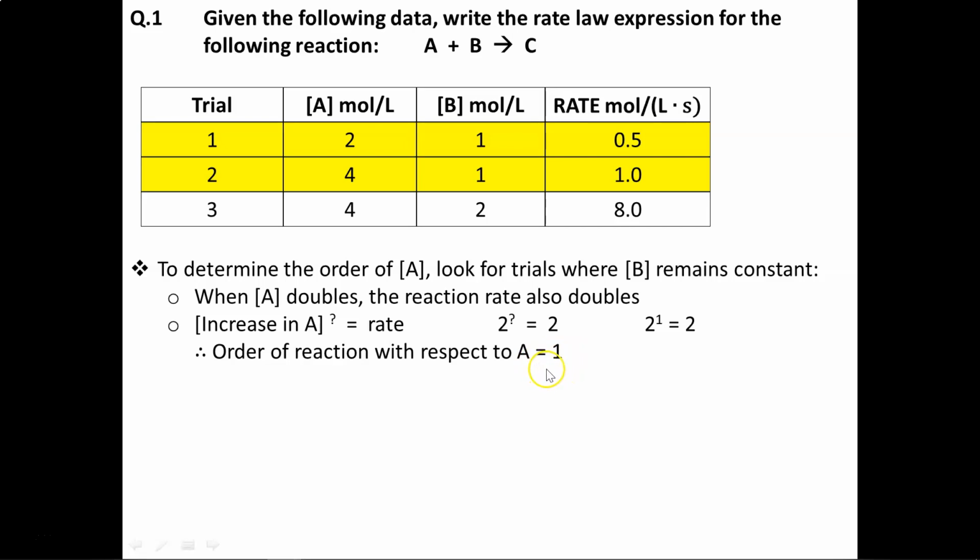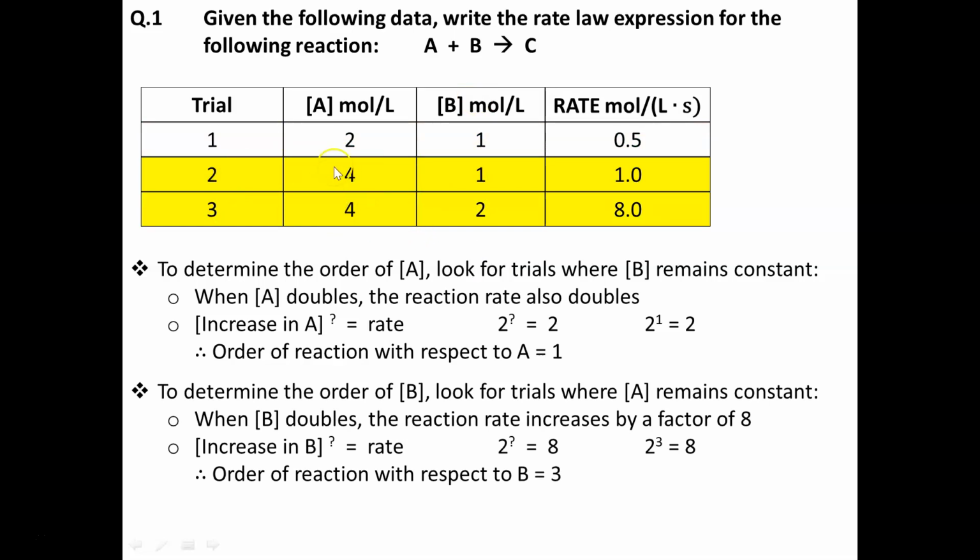Now, if I wanted to find out what the exponent is for B, I would have to compare trials 2 and 3. In so doing, I've kept the concentration of A constant, so that has no effect, but I've doubled the concentration of B.